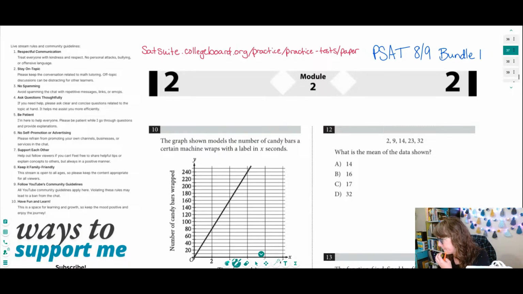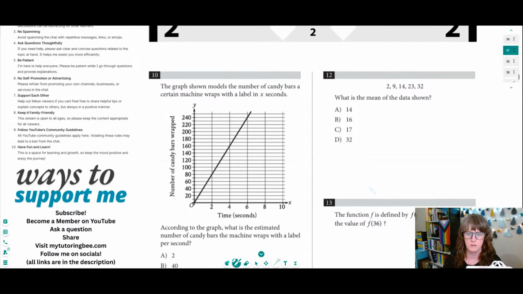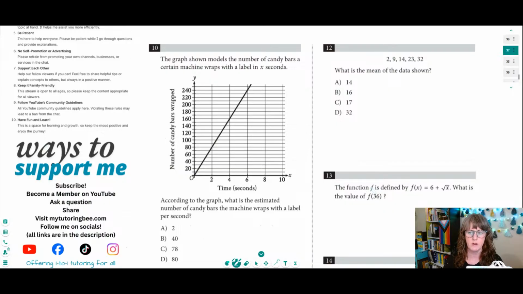Let's see. I'm just picking up where I left off from last week. Last week, we covered the first 2 pages of this PSAT, bundle 1, module 2, and so now we're starting on the 3rd page of that. So number 10: the graph shown models the number of candy bars a certain machine wraps with a label in x seconds. Okay, so we can see on our graph here that our y-axis is the number of candy bars wrapped, and the x-axis is our time.